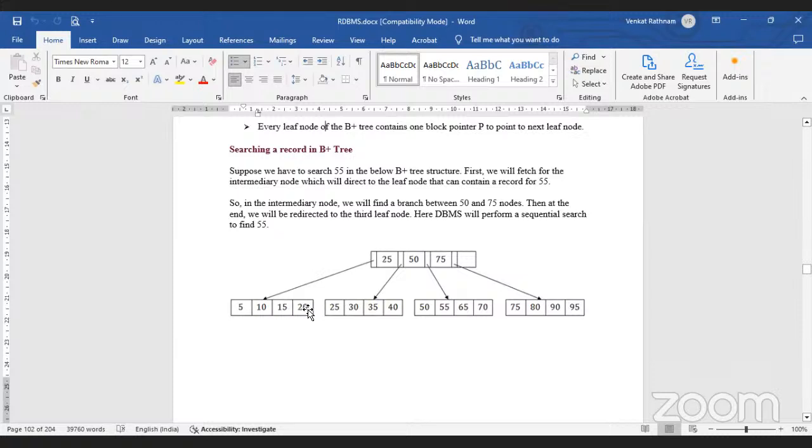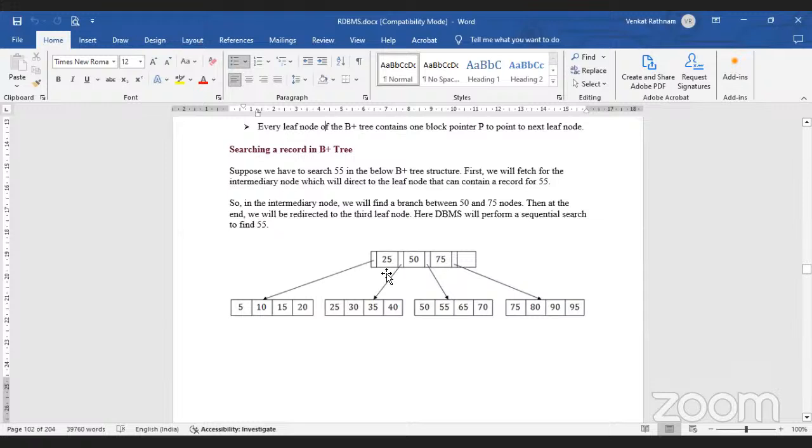Next value is the 20. Again it will compare with the 25. It is less than 25, so it will store on the left side of the 25. Next 25. It is equal to 25. That time also it will store on the right side. If it is equal or greater, then it will store that value on the right side. So next one is the 30.